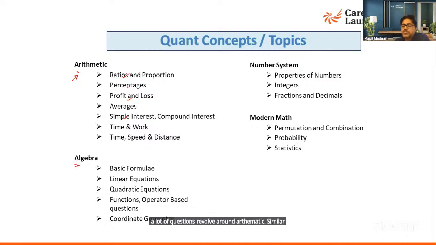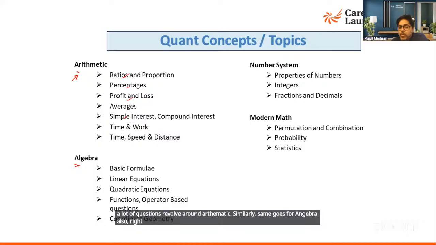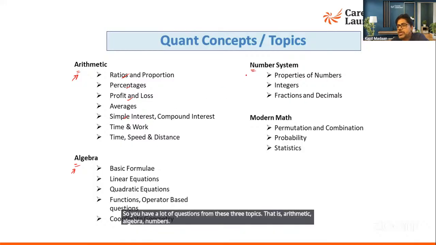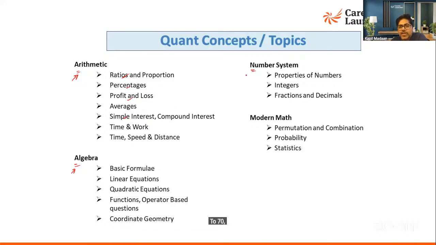Similarly, the same goes for algebra: linear equations, quadratic equations, inequalities, modulus, coordinate geometry. A lot of things are covered here as well out of your 21 questions on the GMAT Focus Edition. So you have a lot of questions from these three topics: arithmetic, algebra, and numbers, approximately 60 to 70%. We cannot be very sure about the exact number of questions, but it will be approximately in that range. So a lot of things here.